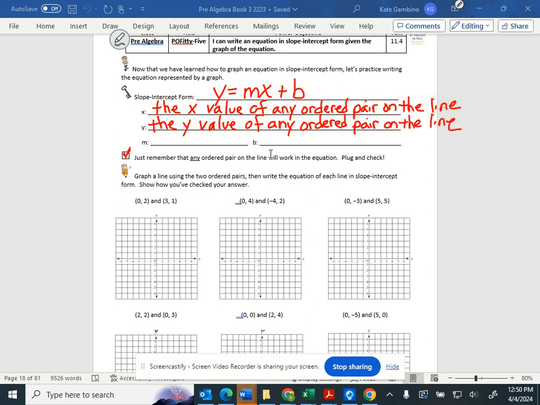What is the m? The slope. What is the b? The y-intercept. So remember, when we have that y-intercept, that is what we put in for the y in our y-intercept ordered pair. What is the x always going to be in the y-intercept?